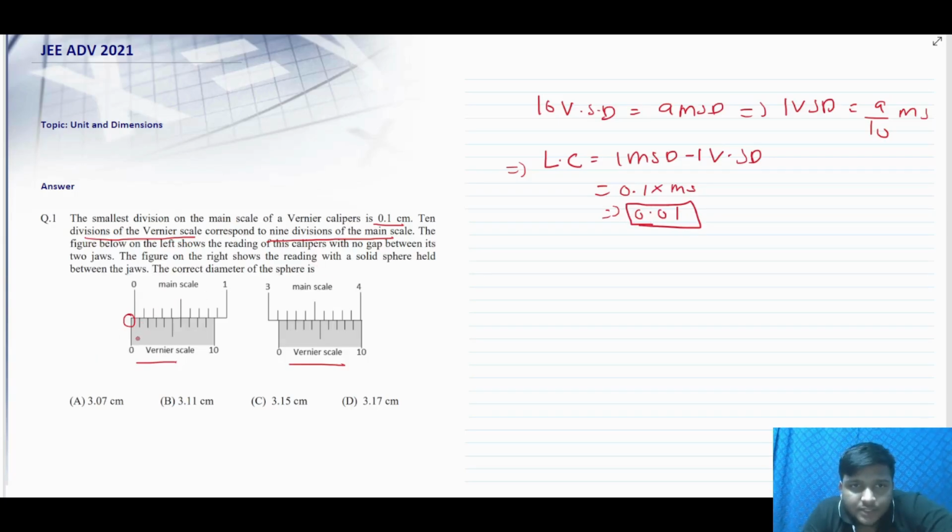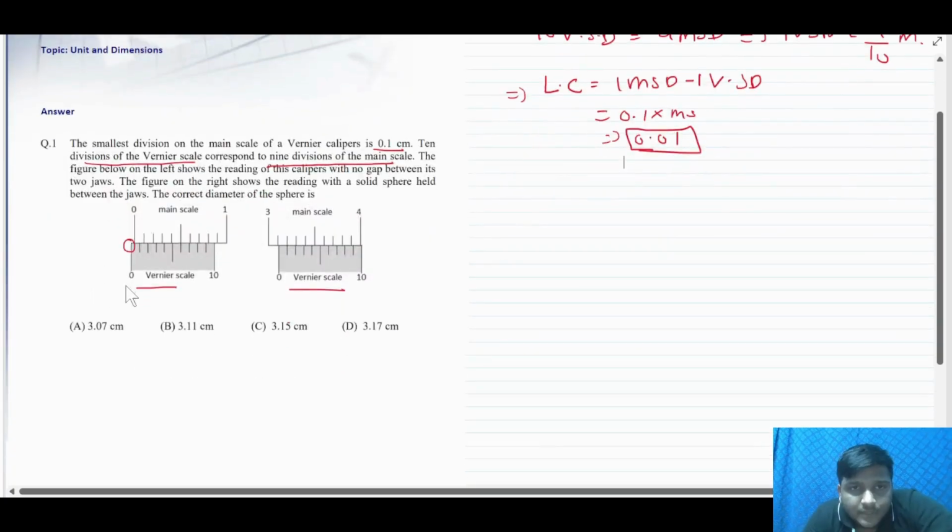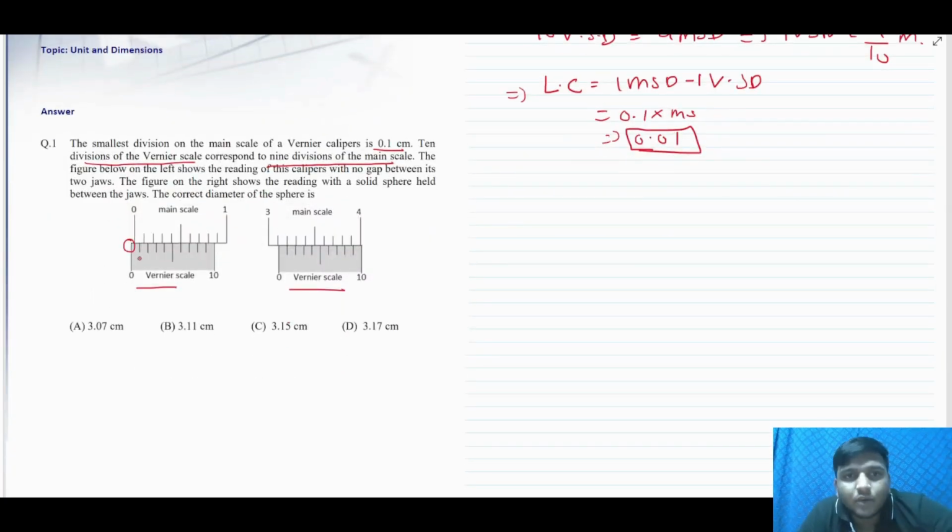Now we have to solve for the zero error. This zero error is quite confusing here, because most of us think that whenever there is an error, we only add it. But here it is a negative zero error. So what happens in a negative zero error? Whatever matches, we shift it. You can see that the Vernier scale is quite shifted to the left here.